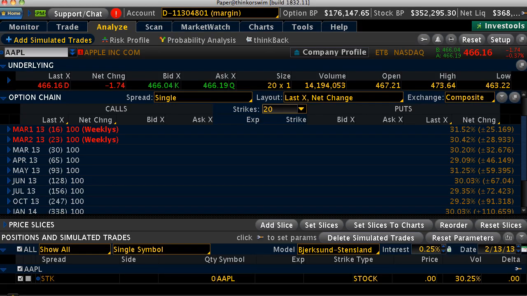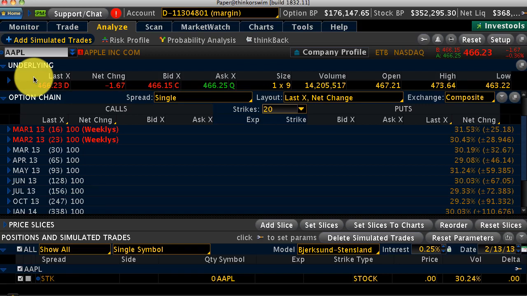In this section, we are going to deal with Apple options on the Thinkorswim platform. And you can see it's actually a live market right now, and Apple is down about $1.75. You can see the price is moving. And we're going to look at how put options are structured on the trading platform.